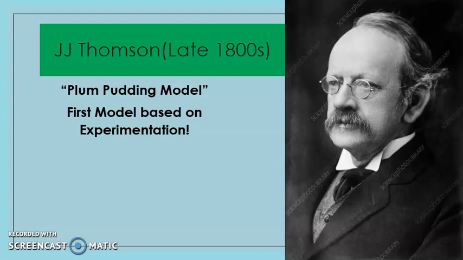Well, JJ Thomson was around in the late 1800s and developed a model called the plum pudding model, which is a really weird name, but we'll find out why it's called that in just a minute. Now, why we talk about this so much is that it's the first model that's based upon any type of experimental evidence. This is really a whole new era for atomic theory, and we're starting to really dig into the meat of what is an atom based upon real evidence.